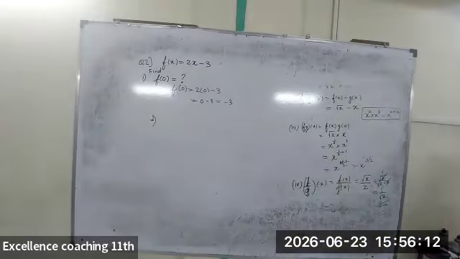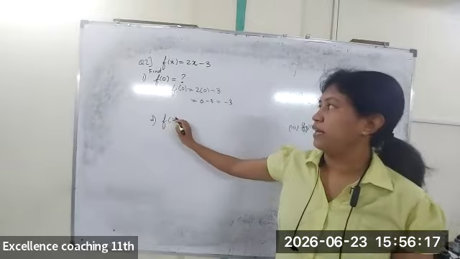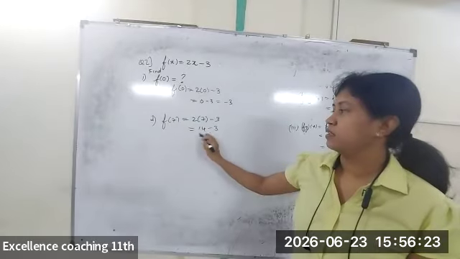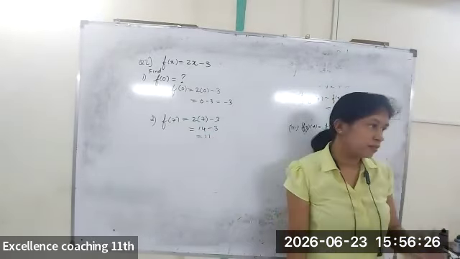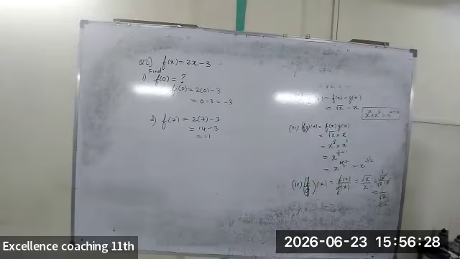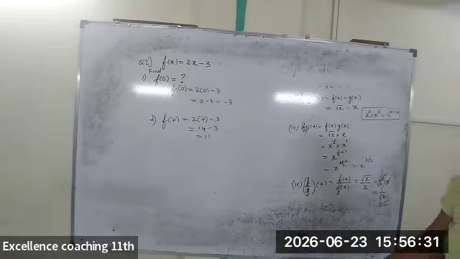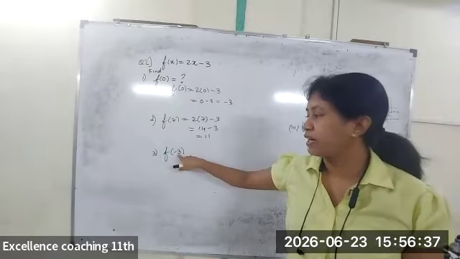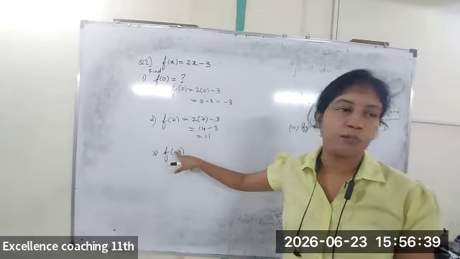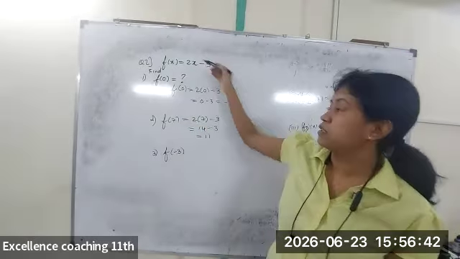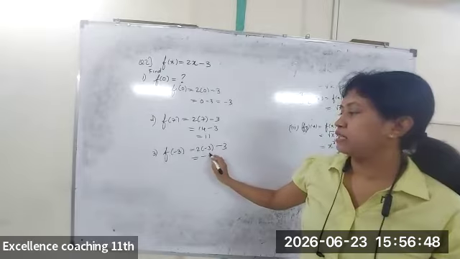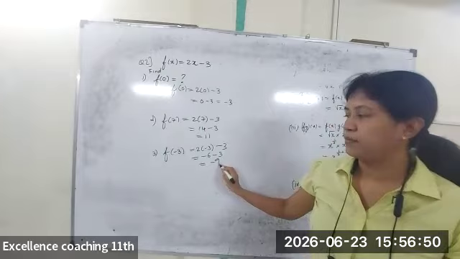Second one, f of 7. So wherever there is x, just put 7 and calculate the answer. As simple as that. And the third one is minus 3. Whenever something is asked, whatever is inside the bracket means the value of x, you have to put it. Instead of x, it is minus 3. So here also, 2 into minus 3 is minus 6. So minus 9 will be the answer.